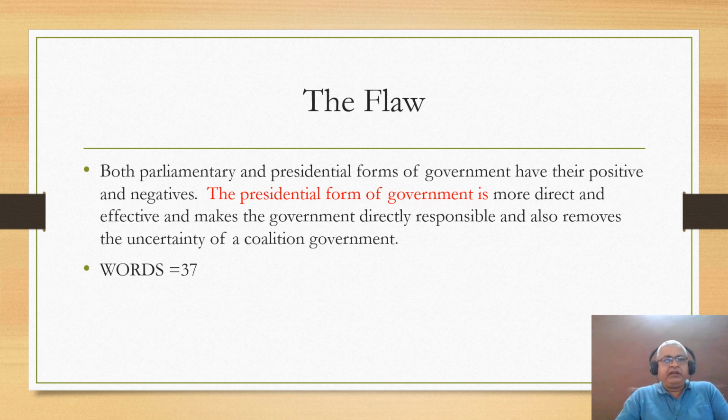Both parliamentary and presidential forms of government have their positives and negatives. The presidential form of government is more direct and effective, makes the government directly responsible, and also removes the uncertainty of the coalition government. So these are 37 words. Okay, and what I have done is that I have not taken a stand, but I have given statements that the presidential form of government is this. But whether I approve of it or not, that I would give in the conclusion and not in the introduction of the essay, right?